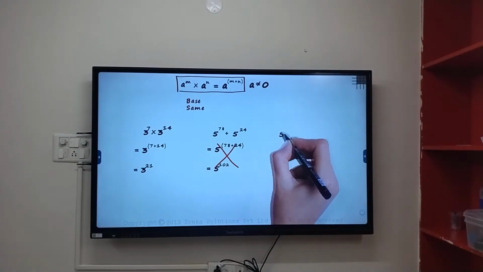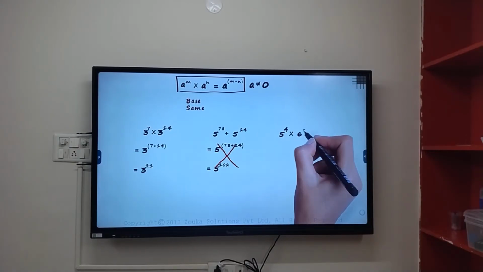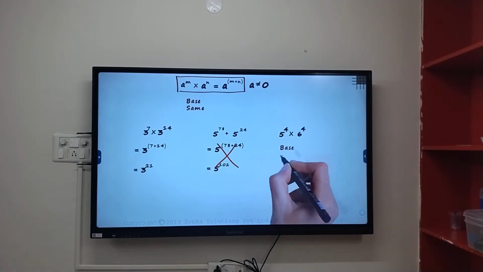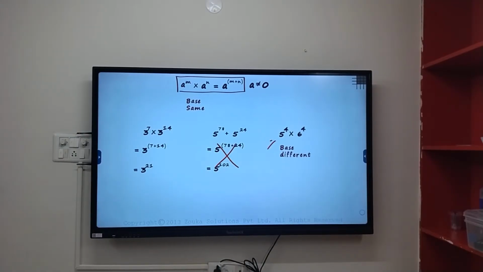What about 5 raised to 4 multiplied by 6 raised to 4? We cannot use the product law here since the base is different. The base here is 5 and the base here is 6. It doesn't matter if the exponents are the same. If the base is different, the product law cannot be used.